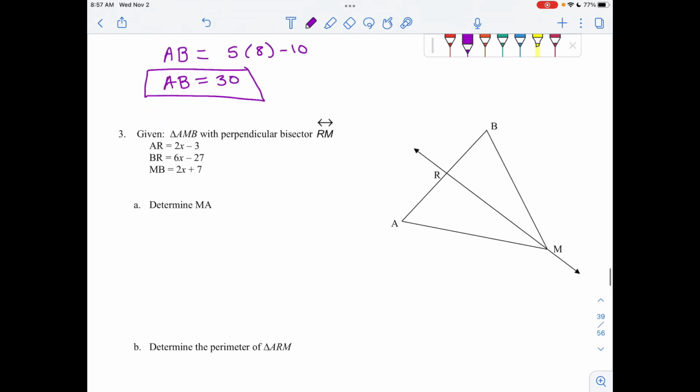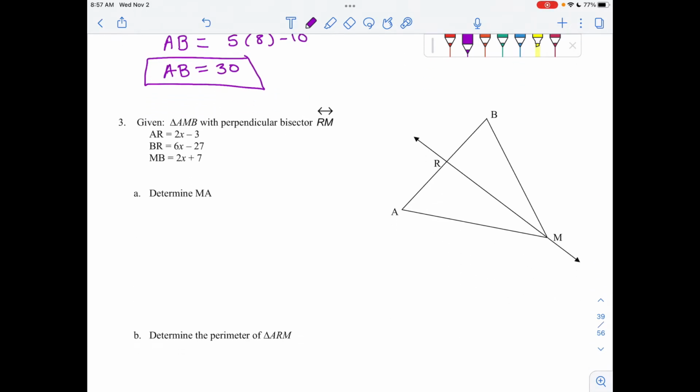All right, this next one says that line RM is a perpendicular bisector. So I know that perpendicular bisectors split the segment into two equal parts. They are perpendicular. And from my previous unit's knowledge, I know that anything that's on the perpendicular bisector is going to be equal in distance to those two endpoints. So these two segments are also equal.